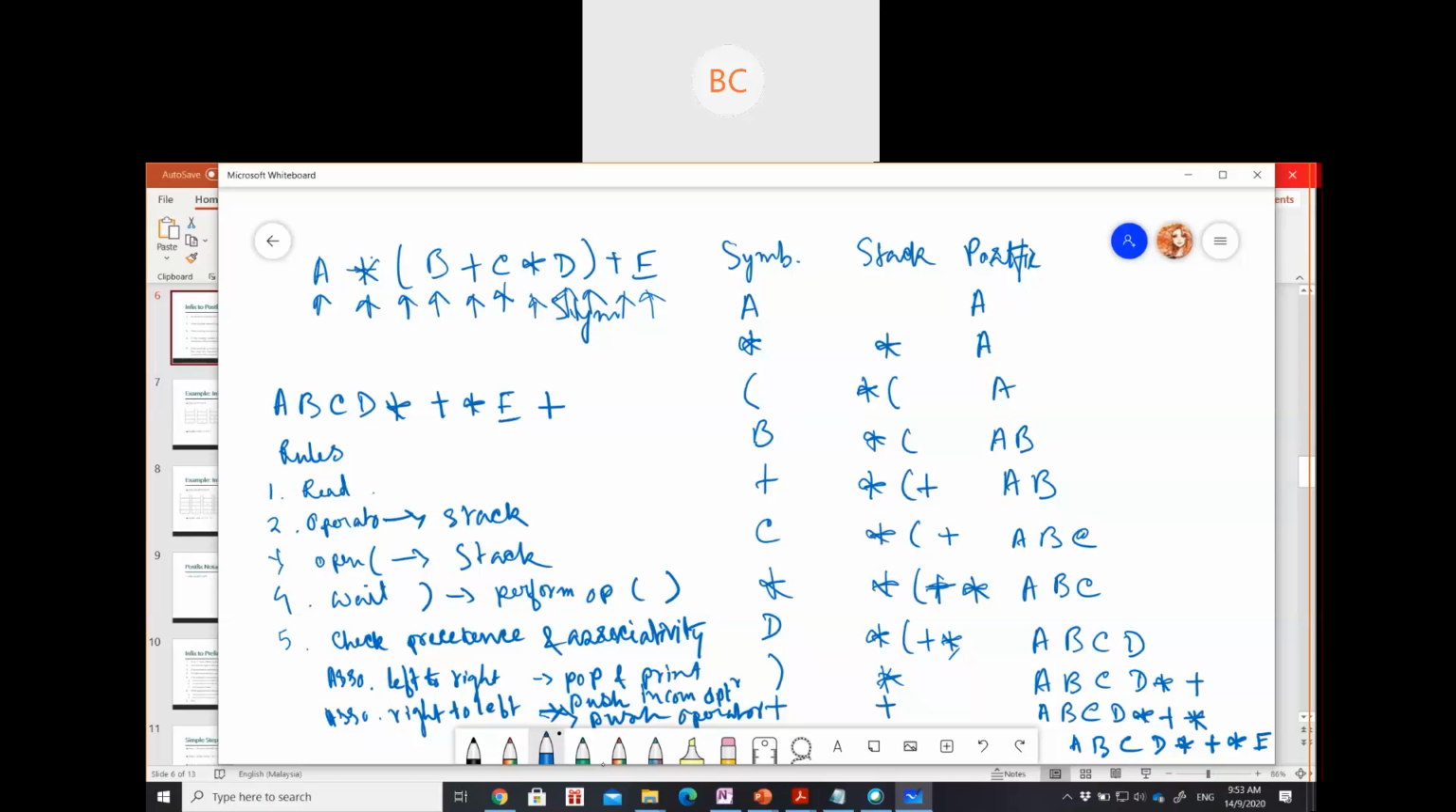I guess postfix is clear to you guys, so I'll just go for the infix to prefix. So everyone clear with infix to postfix? Infix to postfix? Yes. Everyone? Yes, yes. Any doubt in this one?